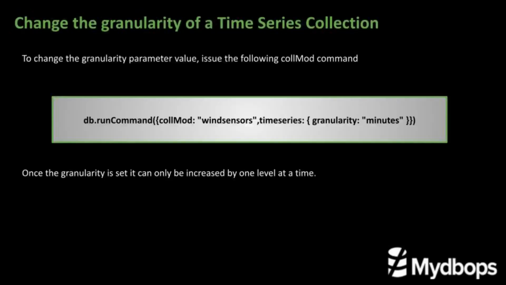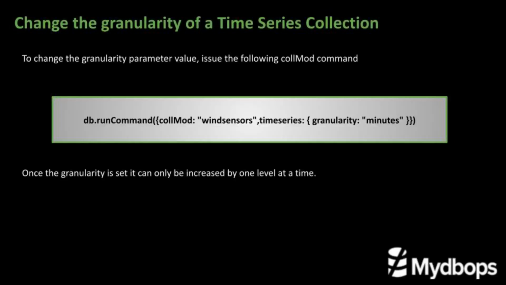We can also change the granularity level of a time series. If you want to change the granularity level from seconds to minutes, here is the command. We need to use the collMod command at runtime, along with the collection name, with time series granularity as minutes. Here we need to note a few points. Let me explain.